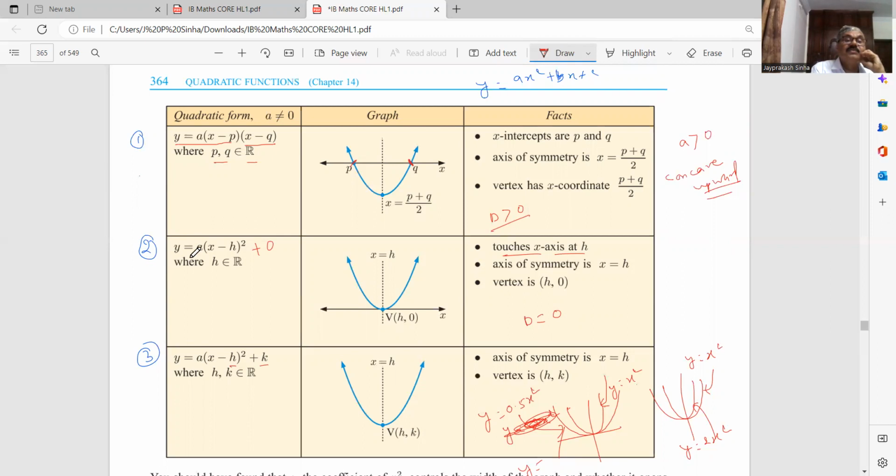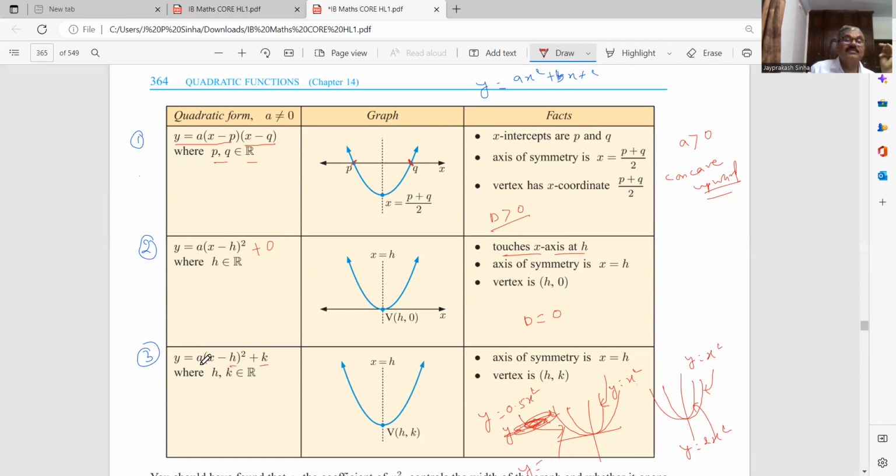Another form is y is equal to a into (x minus h) whole square. Actually the main form is y is equal to a into (x minus h) whole square plus k, but in this case k is equal to 0. So in this case your graph touches the x-axis. It does not cut the x-axis at two places. It only touches the x-axis. And where does it touch? At (h, 0). And x is equal to h is the axis of symmetry. It touches the x-axis at h. And what is the vertex? (h, 0), because here k is 0.